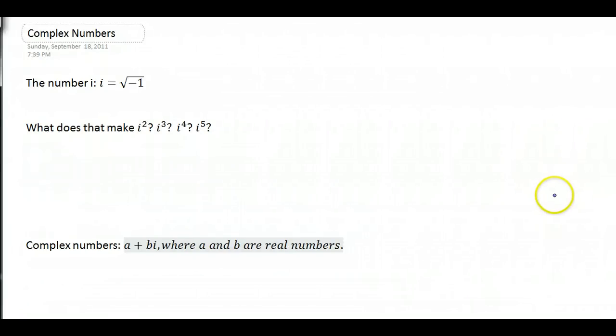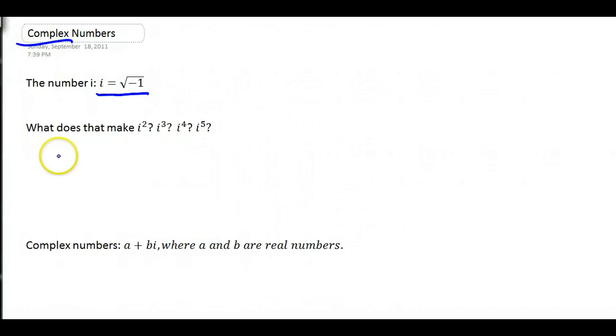Complex numbers. All complex numbers use this little fact here, that the number i is equal to the square root of -1. Now you've probably been told you can never take the square root of negative numbers, but that's if you're only working with real numbers. Now we're working with complex numbers.